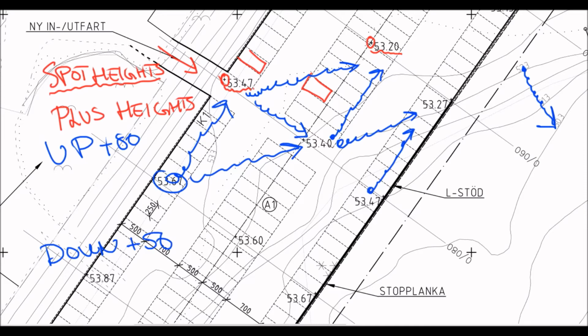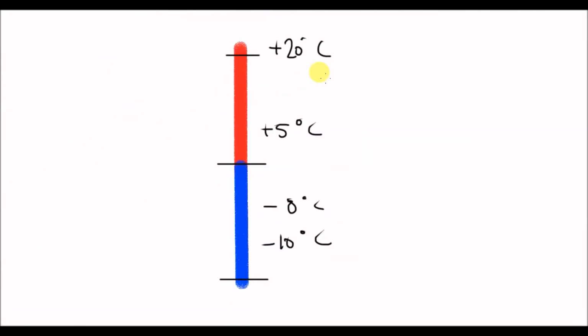Here's another illustration, just to make it easier visually, to think of a thermometer. Say here's a thermometer, and plus 20 degrees is naturally higher up than say plus 5, and -10 is lower than -8. And in the same way, plus 20 meters would be higher than 5 meters. That's 15 meters of difference.